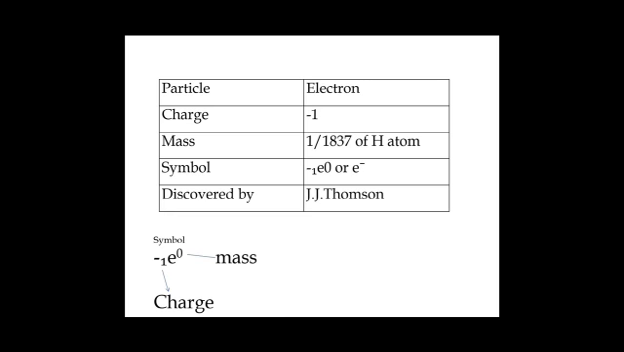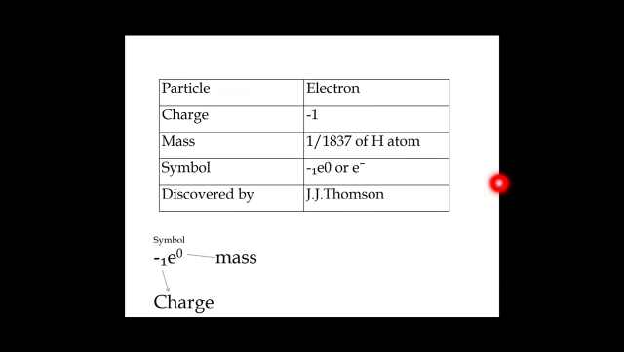Particle electron, charge of the particle -1. Electrons are negatively charged particles. They carry 1 unit of negative charge and have negligible mass. An electron has a mass of almost 1 by 1837 times that of a hydrogen atom.